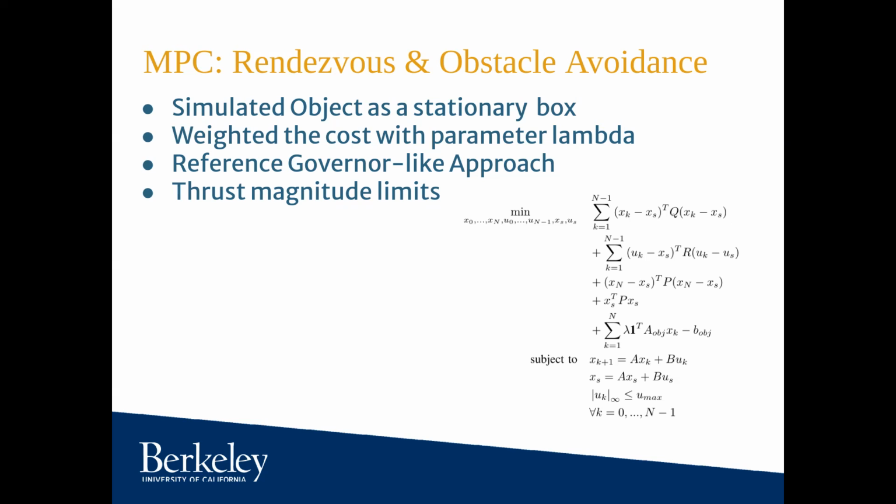And as far as the rendezvous phase, we use a reference governor-like approach, which is the XS in the constraints that you see down there. And we're also minimizing over that parameter. So we're basically calculating a new equilibrium point for every iteration of the MPC. And we approach that equilibrium point every time. And lastly, we have these thrust magnitude limits, which simply limit the amount that we change our XYZ direction.